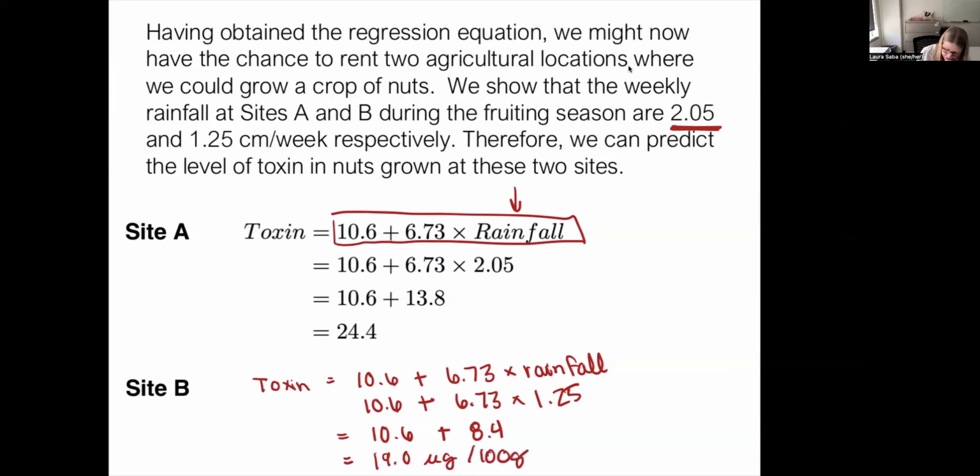And so we would then have to decide if this difference between 24.4 and 19 was a detrimental difference in toxin that we'd be willing to spend more, or what it would look like there.